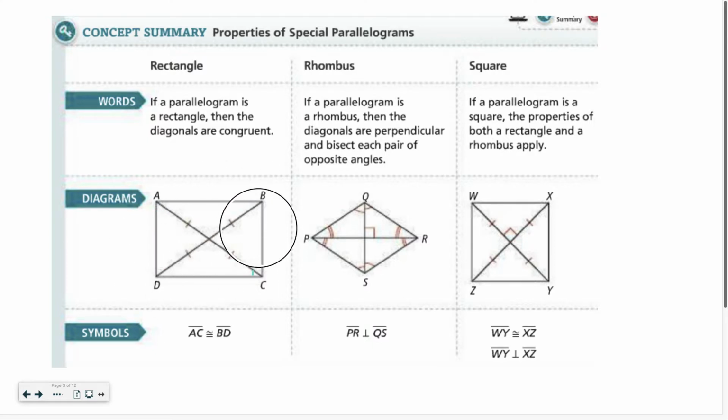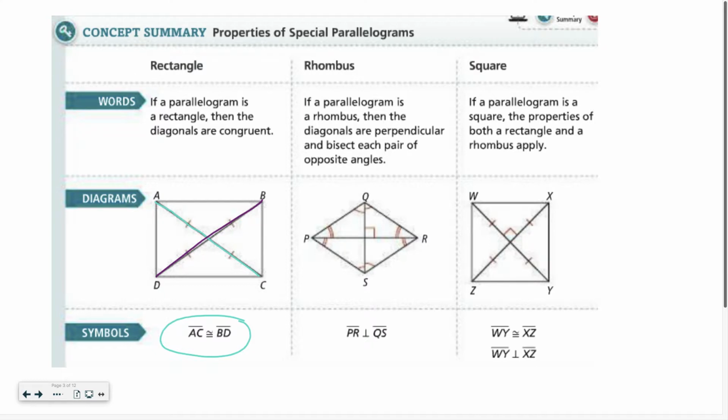So if you have congruent diagonals, going all the way across, if AC is congruent to BD, that picture is a little deceptive. It kind of makes it look like the diagonals are cut in half and the halves are congruent, but if you look at the symbols, it's talking about the whole diagonal.